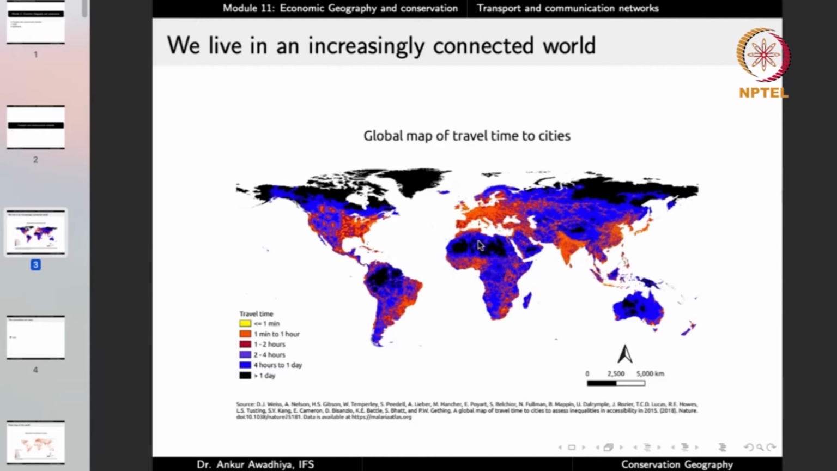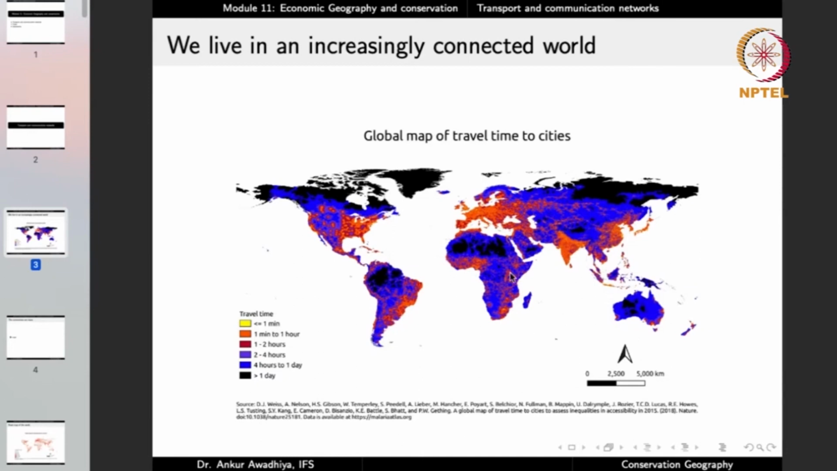Now, these are the desert areas, but if you compare with our desert, the Thar desert, you find that here the connectivity is even lesser, primarily because the transport and communication networks have not been developed to that extent. Similarly, in the interiors of Australia, you find certain locations where it is difficult to reach.